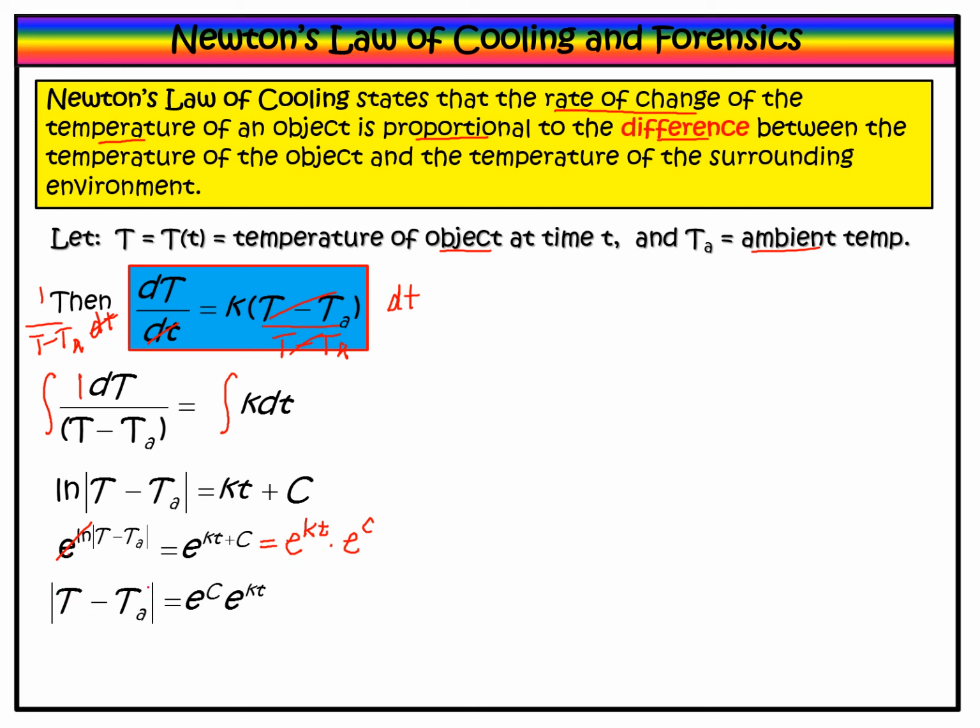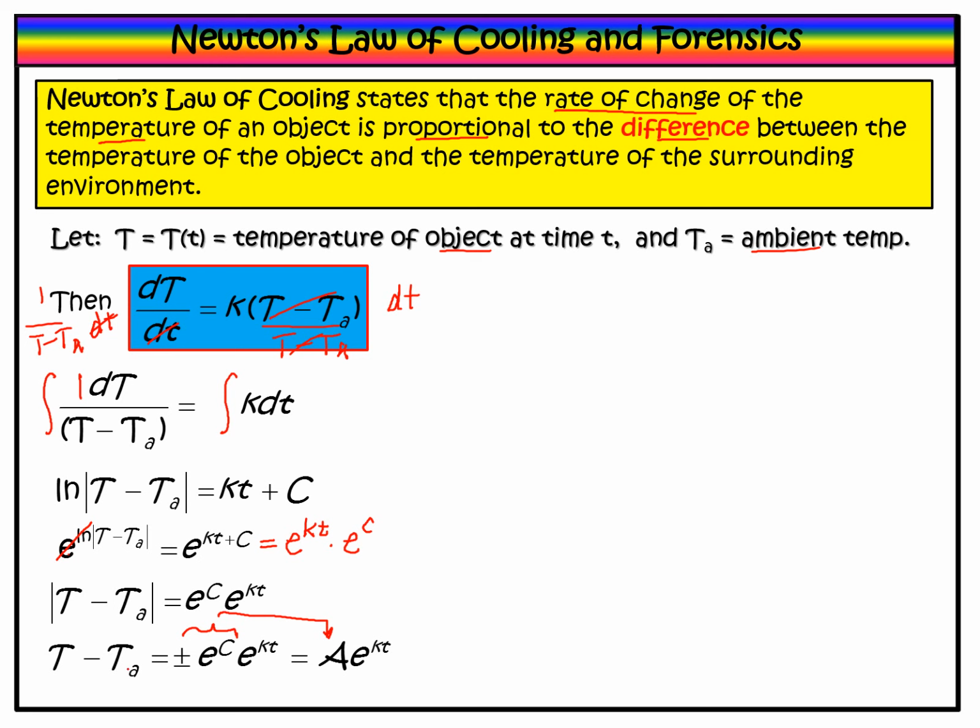So in our next step, we've got the absolute value of T minus T sub A is e to the c times e to the kt. I brought the e to the c out in front because c, remember, is our arbitrary constant, so e to the c is going to be an arbitrary positive constant. And then to get rid of these absolute values, we introduce a plus or minus sign. So whatever's inside is going to be either the right-hand side or its negative. So T minus T sub A is going to be plus or minus e to the c times e to the kt. And then this constant, plus or minus e to the c, we're going to rename and call it A.